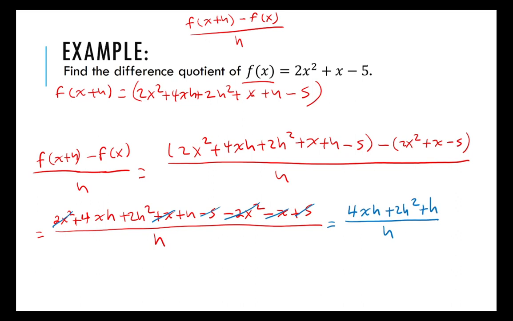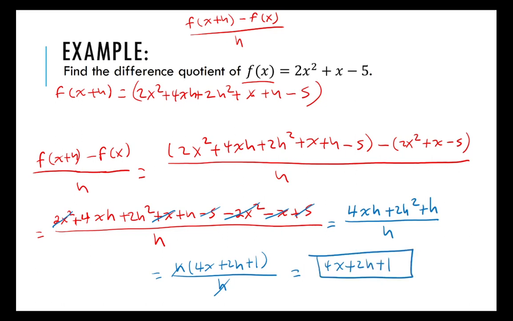Or you could pull out a greatest common factor. That greatest common factor is h times 4x plus 2h plus 1, divided by h, divided by h is 1, and so then we're left with 4x plus 2h plus 1. And that is the difference quotient.